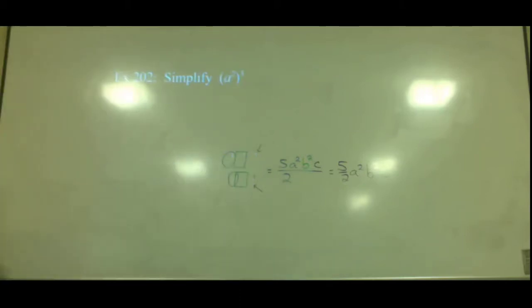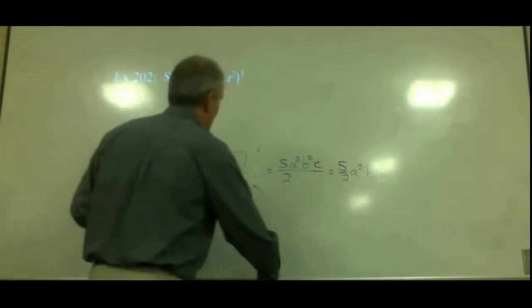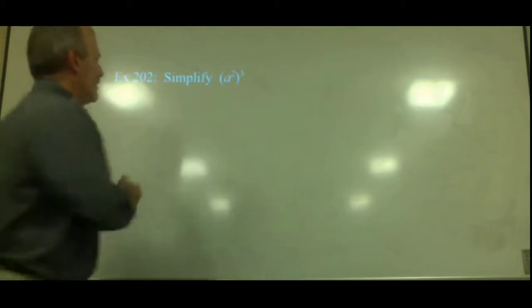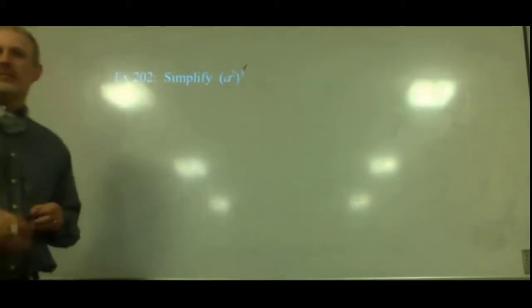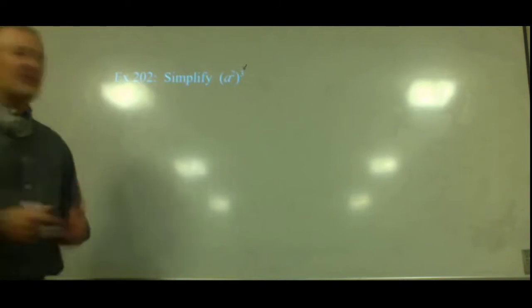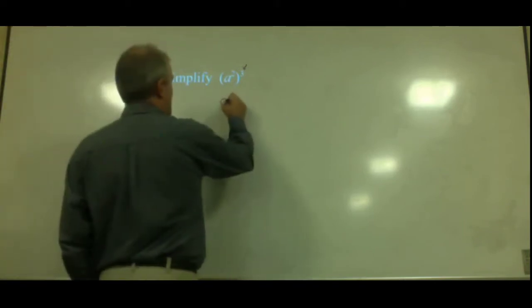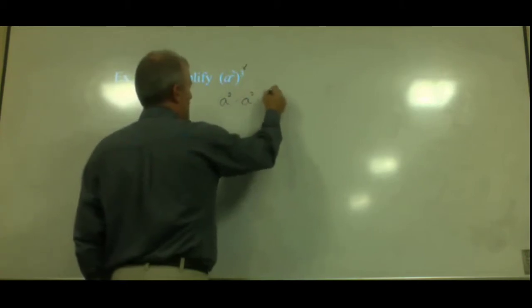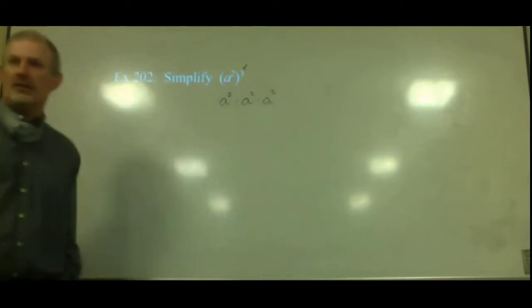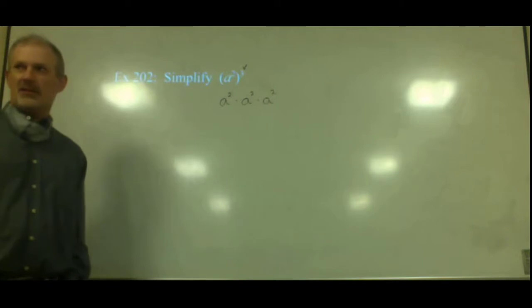All right. So here's another option. Now let's use our definition and see if we can do this one. And we'll try and just use part of the definition. What does it mean to cube something? Multiply by itself 3 times. So we're taking a squared times a squared times a squared, right? Does that make sense? Yes.